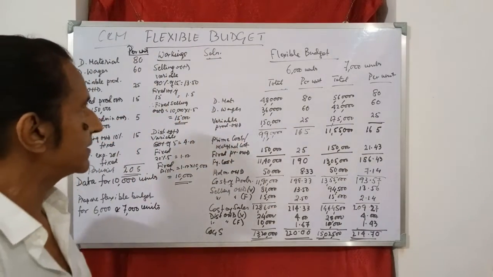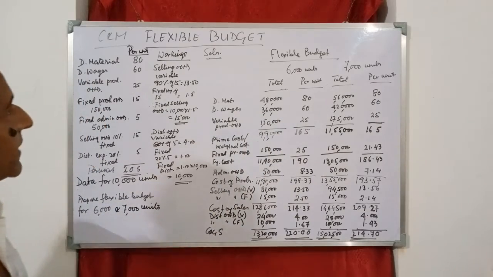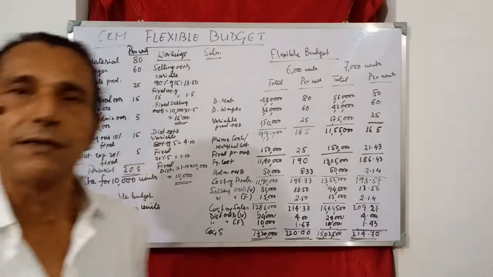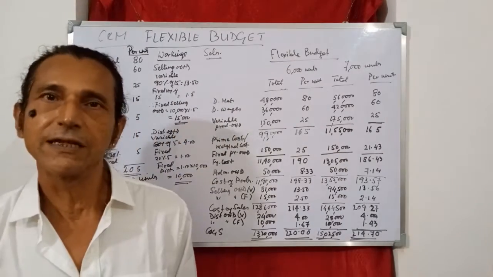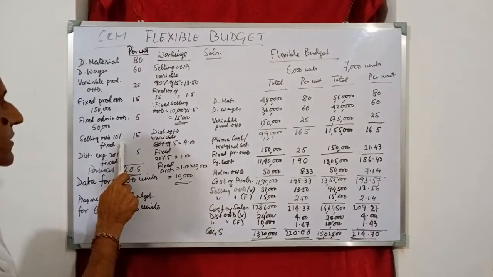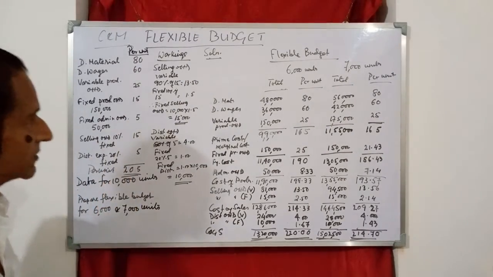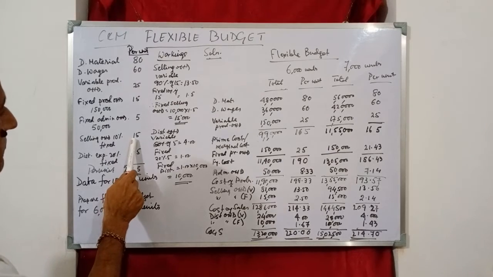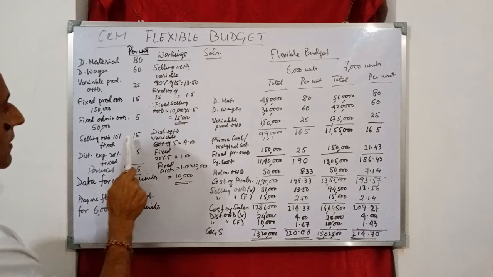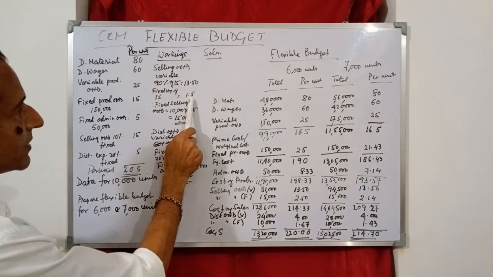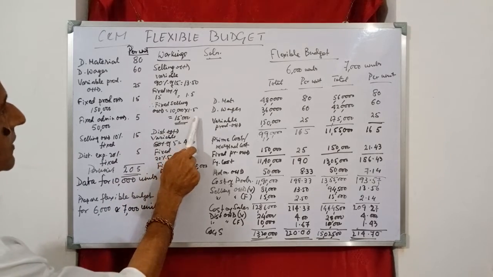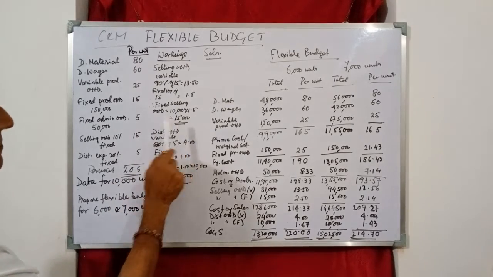So here we have prepared the flexible budget, but before that we have done the workings to bifurcate the semi-variable or semi-fixed selling overhead and distribution overhead. Selling overhead is 10% fixed, that is 90% variable, so 90% of 15 per unit is the variable part, that is 13.50, and remains 1.50, that is fixed part. So 1.50 into 10,000 units is the total fixed selling overhead.